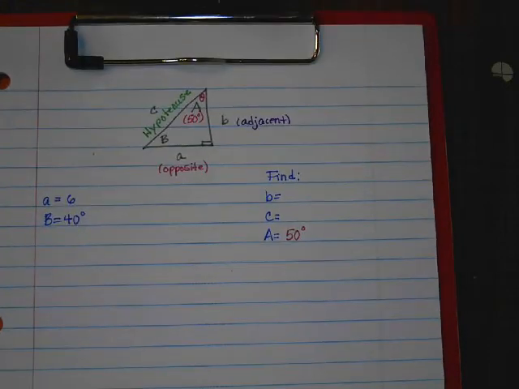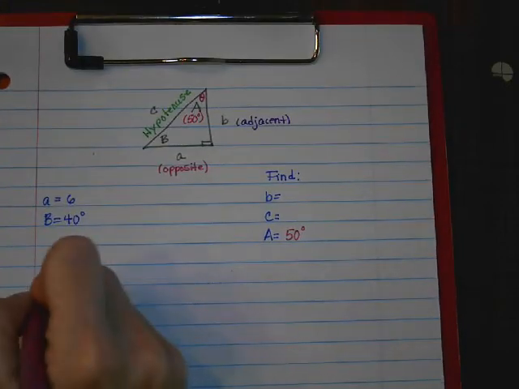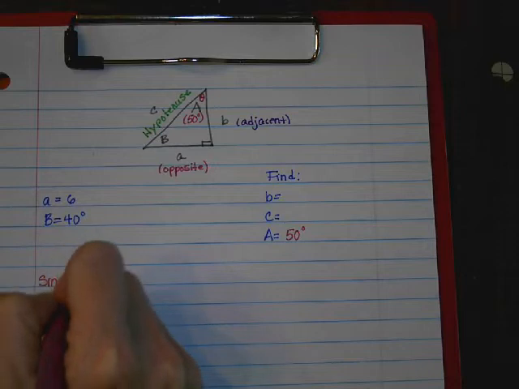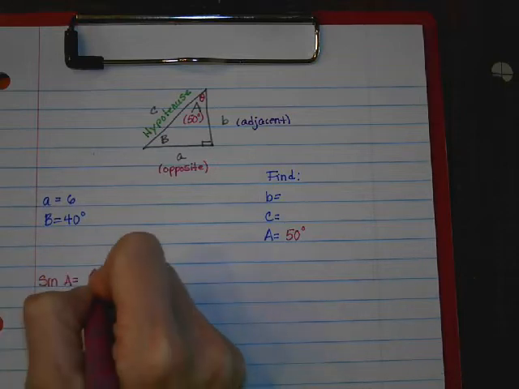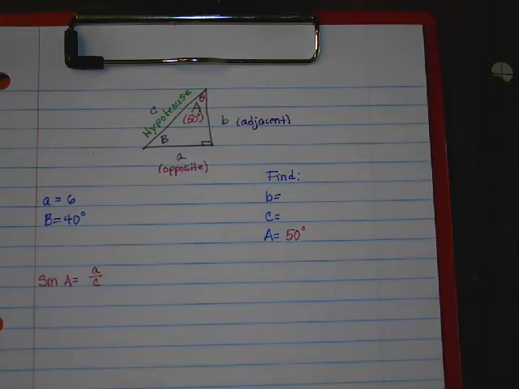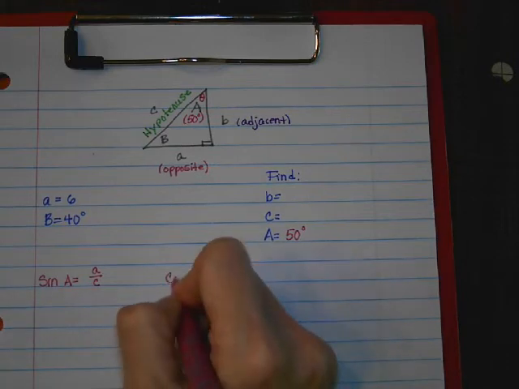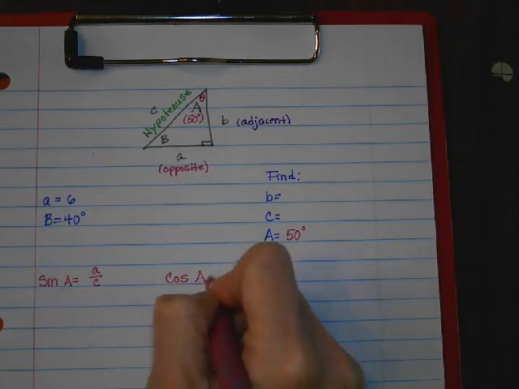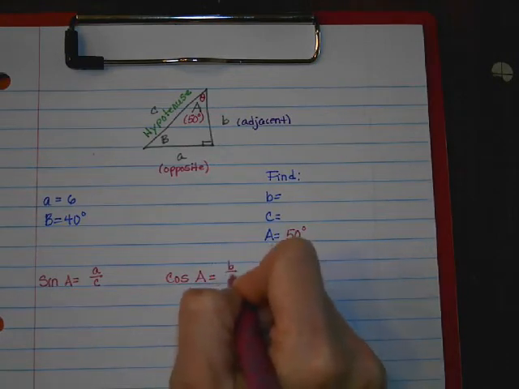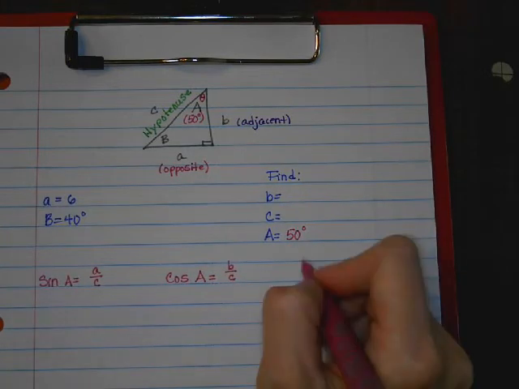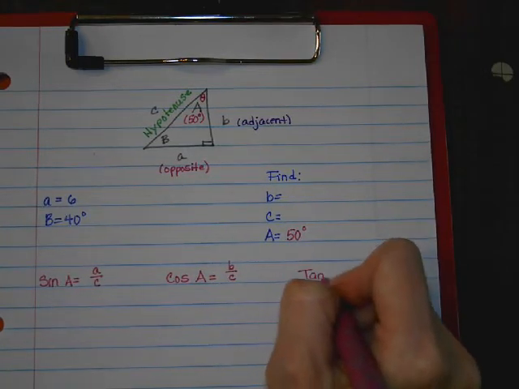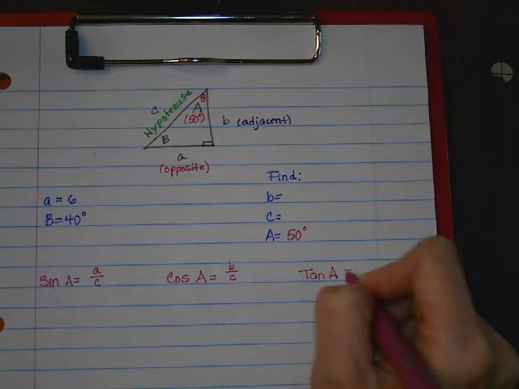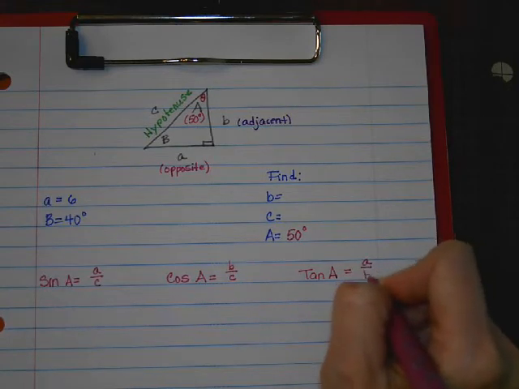So we go ahead and write my 3 ratios of what I know. I know the sine of angle A is equal to little a over little c. I know that the cosine of angle A is equal to little b over little c. And I know that the tangent of angle A is equal to little a over little b.